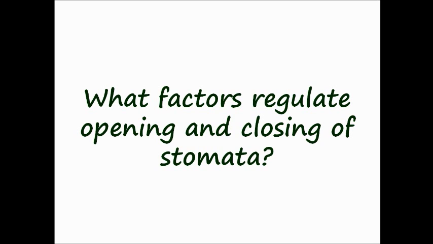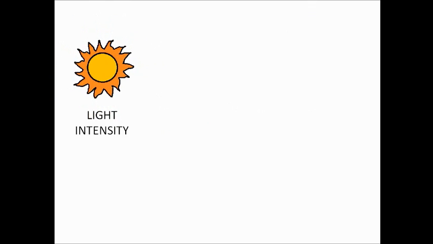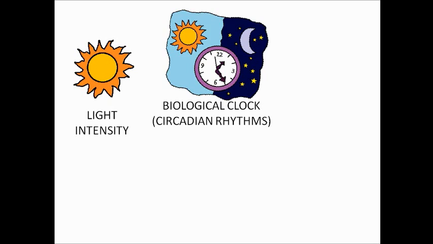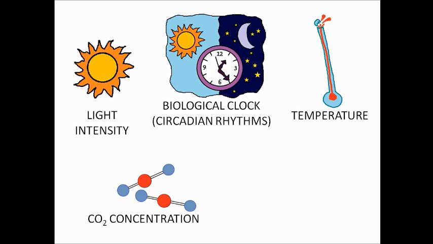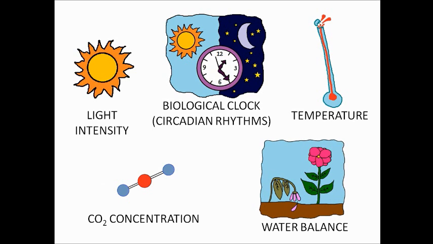Many factors act as stimuli that cause stomata to open or close. Light intensity. Light causes stomata to open. Biological clock, or circadian rhythms. Most plants open and close their stomata on a 24-hour cycle. Temperature. Stomata will close if temperatures are very high to avoid excessive water loss. Carbon dioxide concentration. Low carbon dioxide concentrations inside the leaf will cause stomata to open. Water balance. A wilting or water-stressed plant will close its stomata.